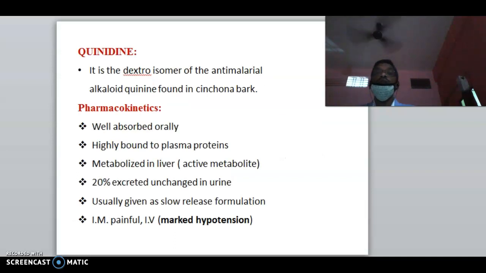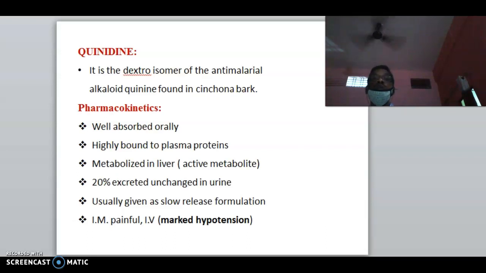Next, come to quinidine. Quinidine is obtained from cinchona. It is the dextroisomer of the antimalarial alkaloid quinine found in the cinchona bark. What is the mechanism of quinidine? It inhibits phase 0 depolarization, so impulse generation and conduction will be inhibited due to inhibition of phase 0 depolarization.